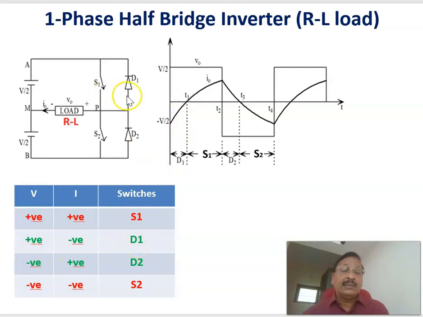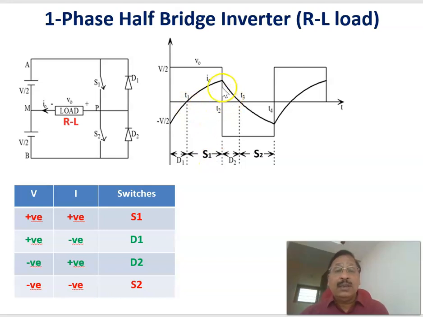The second case is when the voltage is positive as well as the current is positive. That is possible only when S1 is conducting, or S1 is on. When S1 is on, you get a positive voltage and positive current. That is the second region. That is, S1 is conducting from T1 to T2.